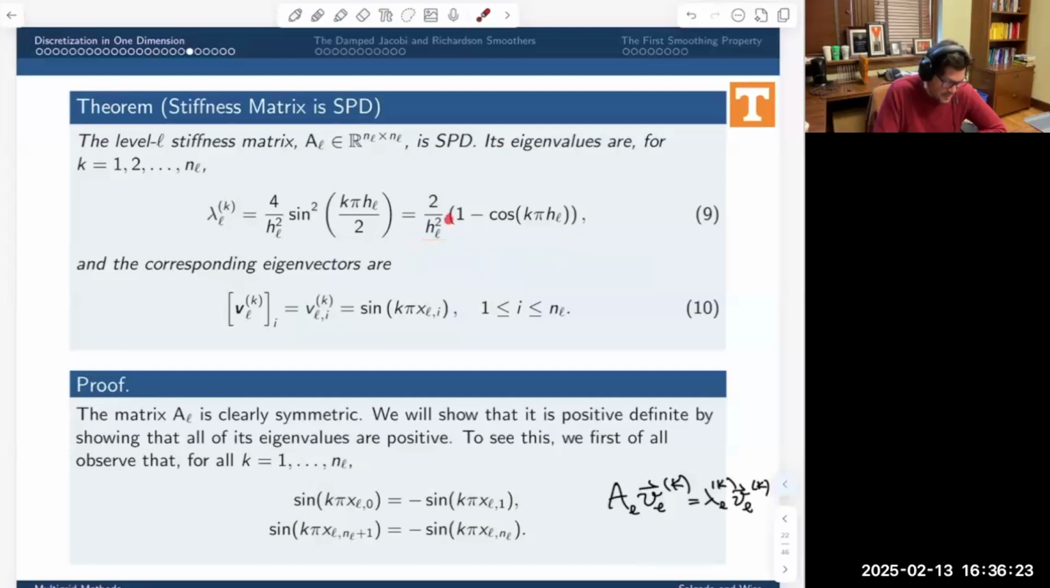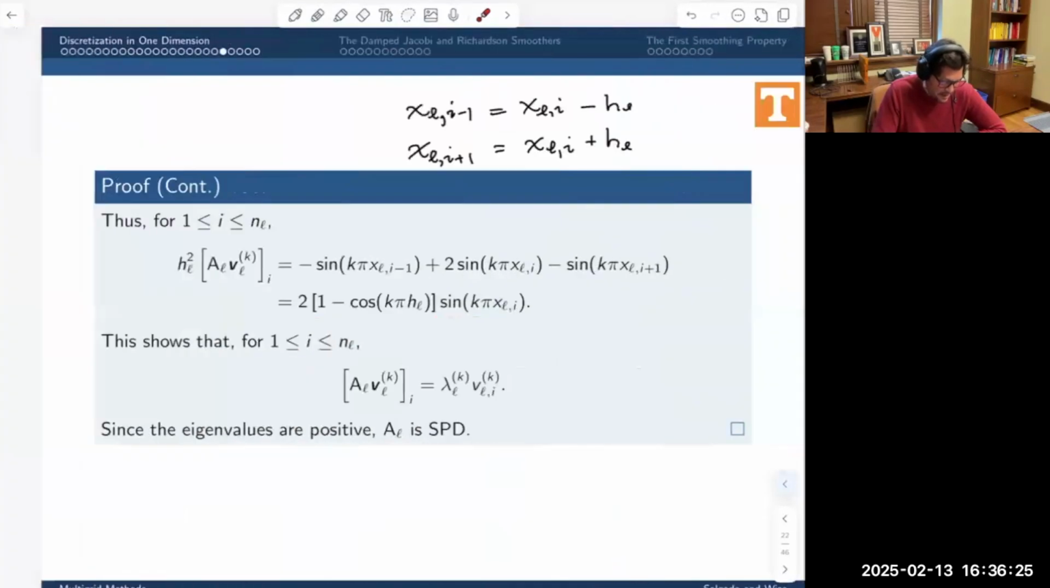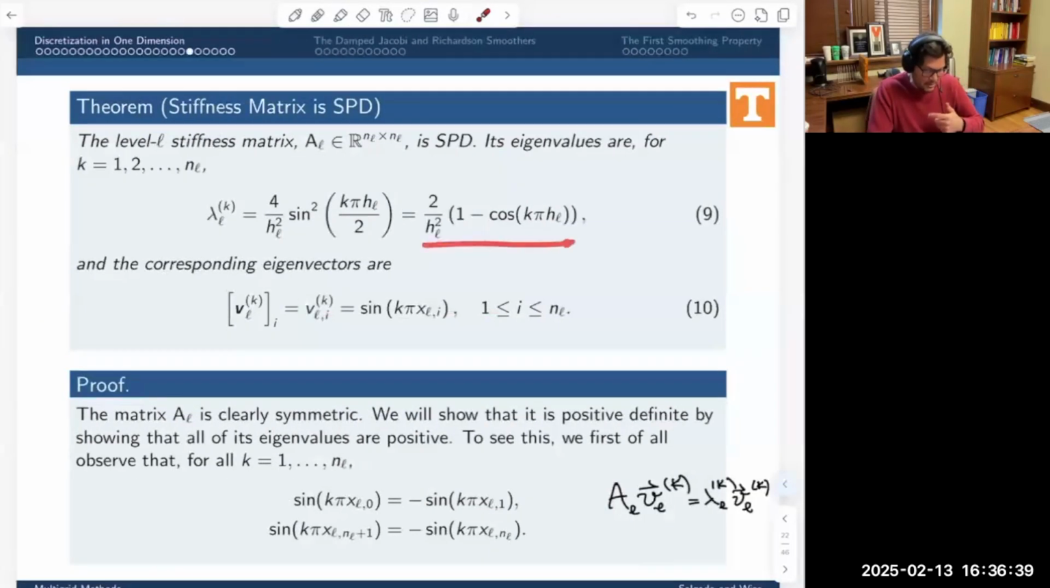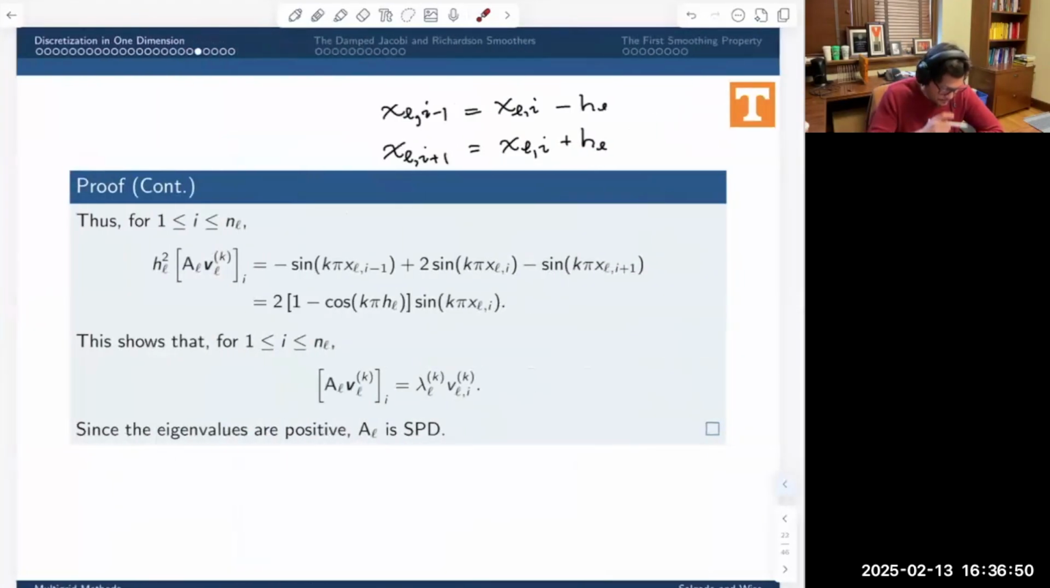Now, I don't have this HL squared. Where does that come from? It comes from the fact that I multiplied this term by HL squared to make the computations a little bit simpler. So if I want, I can bring it down and put it in the denominator. And so I have 2 over HL, and that's exactly this formula that I have here. Now I can use another trigonometric identity to convert this into sine squared, this function, times 2, but I'll leave that to you to do. All right, so now I have these as my eigenvalues.